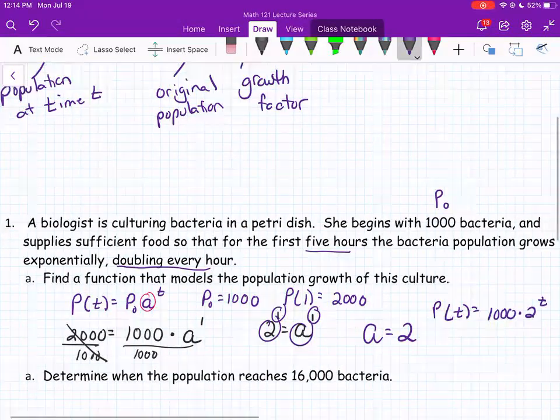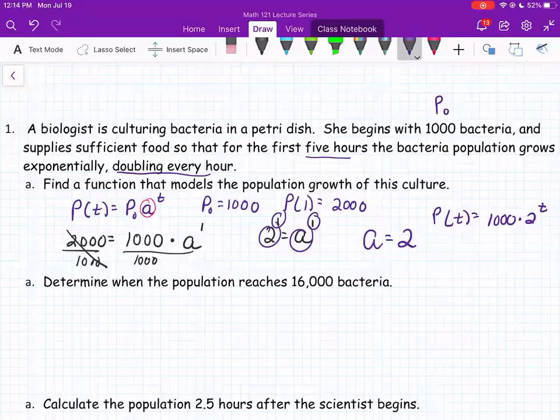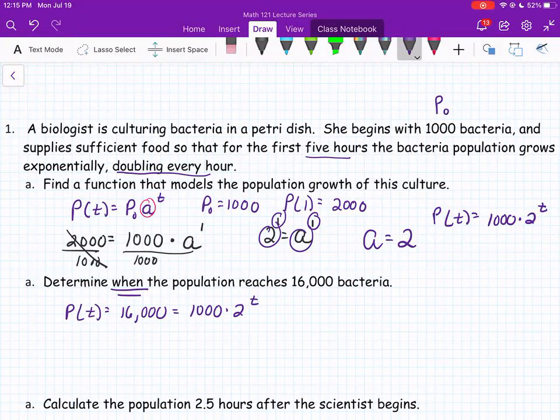For the second half of our problem, we want to know when the population will reach 16,000. That's a p of t. We want to know the when, which is the t value. So we take that 16,000 and then we substitute into our original equation that we calculated, dividing both sides by 1,000.